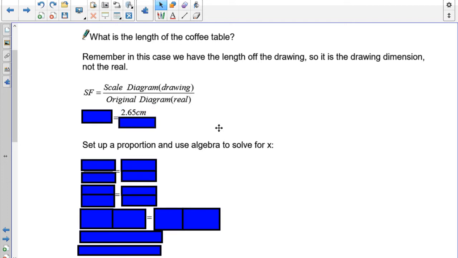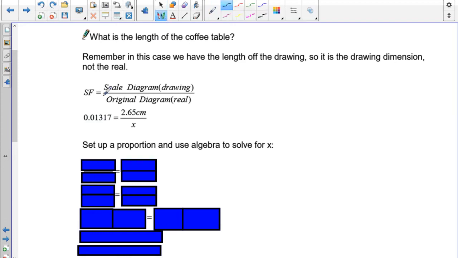My original is unknown. We don't know what the original is. That's what we're trying to figure out. But we do know our scale factor is 0.01317. Now to solve this, we're going to set up a proportional problem. A proportional problem is just one that has two fractions equal to each other. So there's a proportional problem.